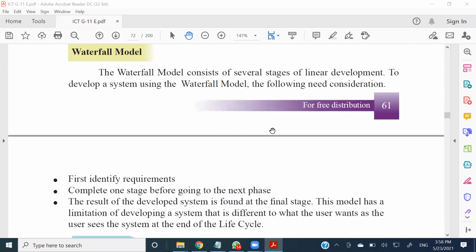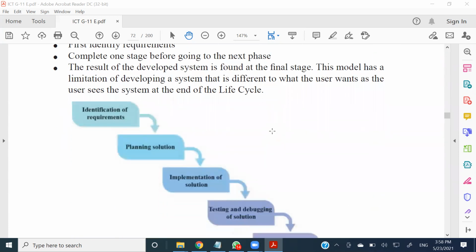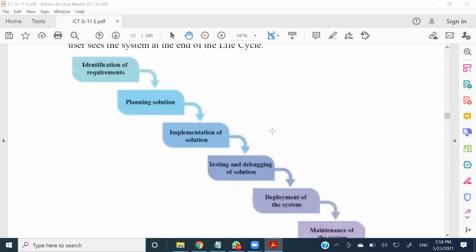it is given the name waterfall because the system development happens in the very same way. Like in a waterfall, water will fall from one step to another, from one rock to another. Once the water has flowed onto a lower rock, it won't be able to go back to the upper rocks, right? The same happens in the waterfall model. So in the picture you can see there is identification of requirements, planning the solution, and implementing, meaning the development here, right?